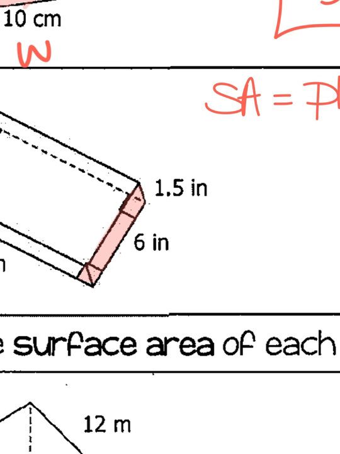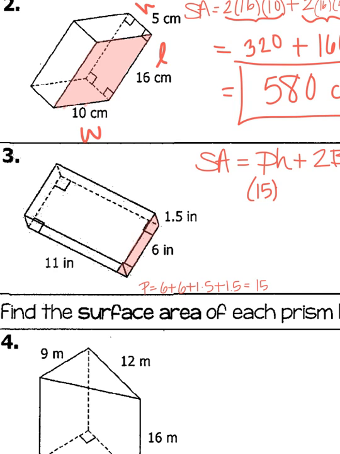So the perimeter of that rectangle, well, I need to go ahead and add all those sides. And so I get 15 for my P. So remember that my height is what separates my two bases, therefore it's going to be 11.